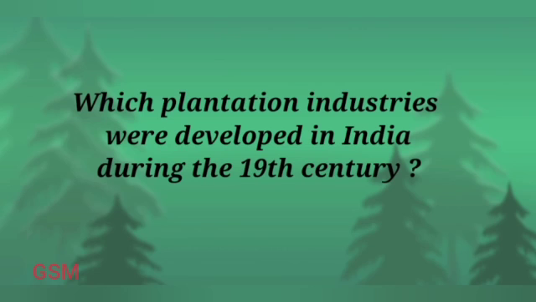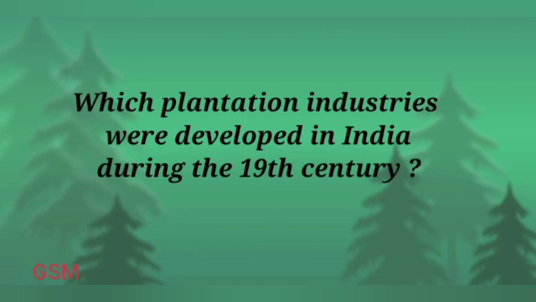Students, I am asking modern industries related questions. So, listen carefully. Which plantation industries were developed in India during the 19th century? Can you say? Yes. During the 19th century, tea, coffee, cotton, and jute plantations were developed in India.